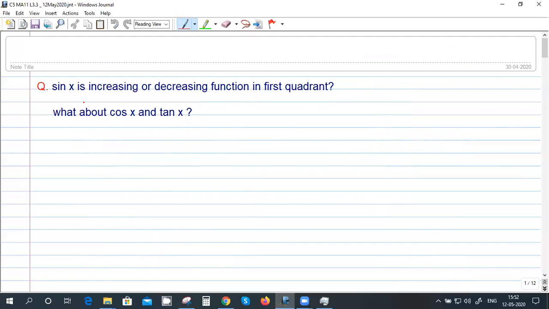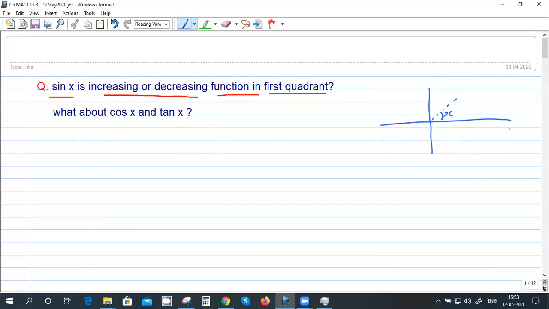Can you answer this question? Sin x, is it an increasing or decreasing function in the first quadrant? It's increasing, right? Which was increasing, sine or cos? Sine. This is the angle x.